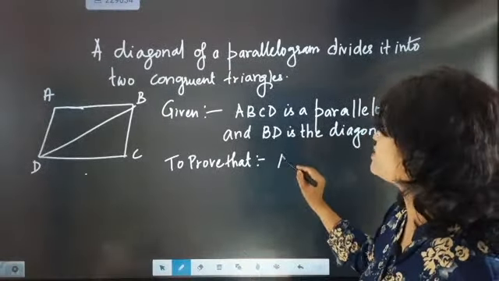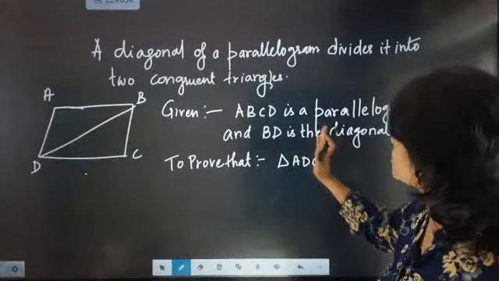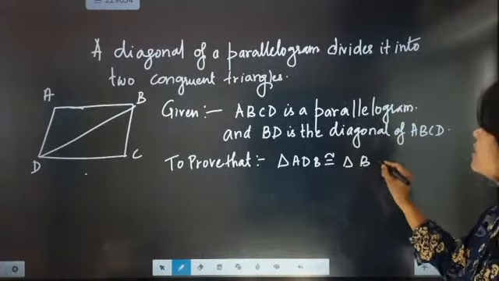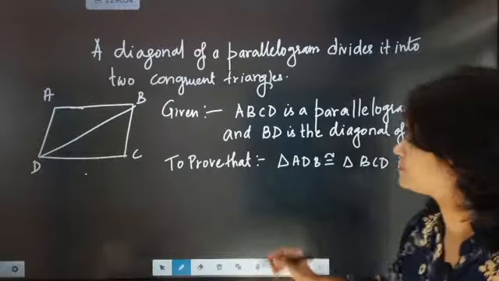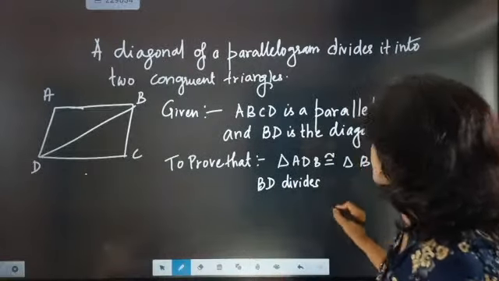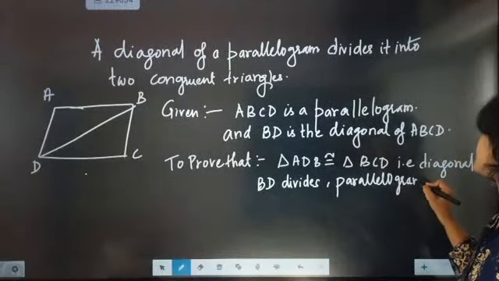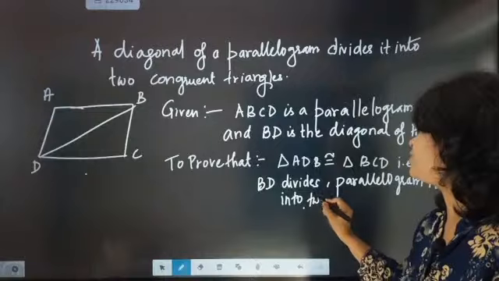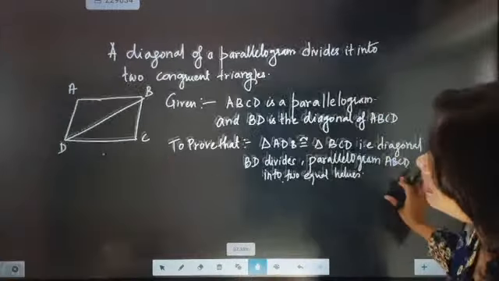that is to prove that triangle ADB is congruent to triangle BCD, that is diagonal BD divides parallelogram ABCD into two equal halves. Fine, this is the method here, and this is what you have to do here.